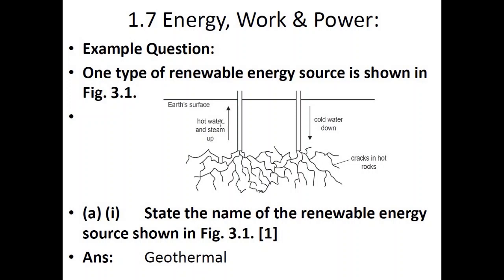So these are the sources of energy, and here we have an example question from the past papers for sources of energy. One type of renewable energy source is shown. State the name of this renewable type of energy. As you can see, some hot rocks are shown, and then a shaft or a pipe is being used to send cold water down and then get hot water and steam upwards. There we only have one renewable energy source that uses the earth's molten core, that is geothermal energy.